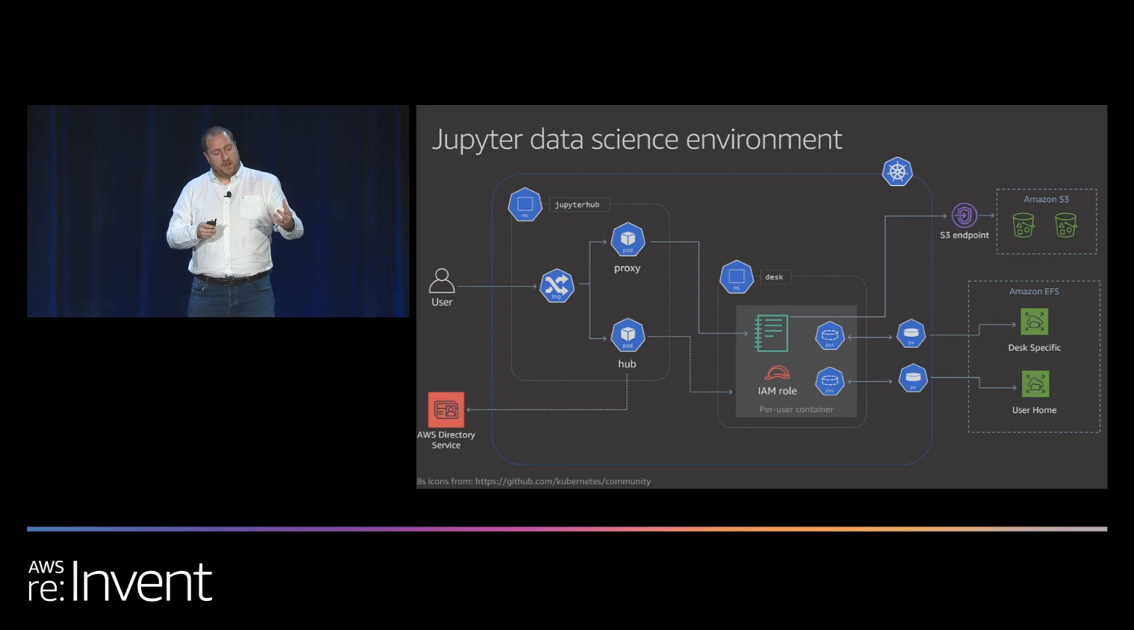And once they've selected that, the hub will go off and look at the correct namespace to start that in for the relevant user, and it will then spin up a per-user container consisting of the Jupyter Notebook instance itself. It will also attach an IAM role, and then we'll use the standard Kubernetes persistent volume claims to also mount the EFS file systems that are needed for that particular user's work, whether that's their home directories or a desk-specific catch-all or shared file system for them.